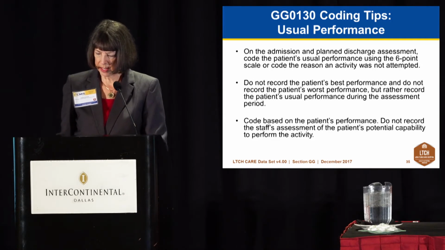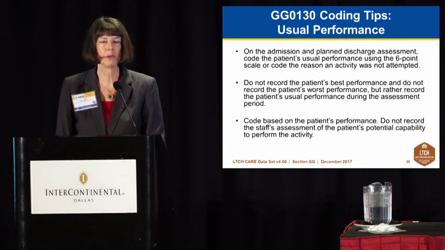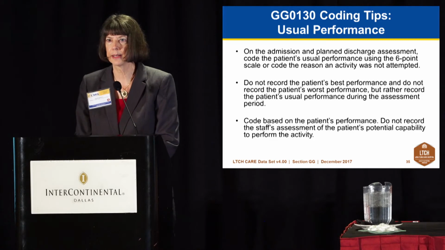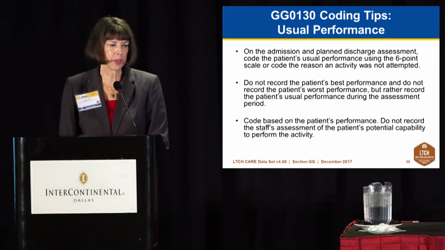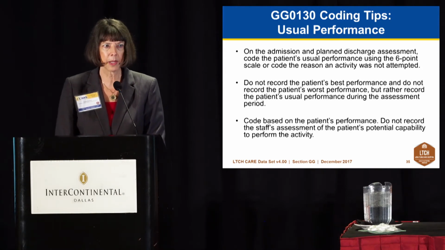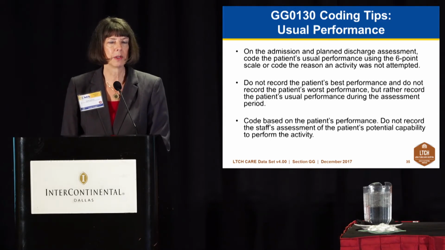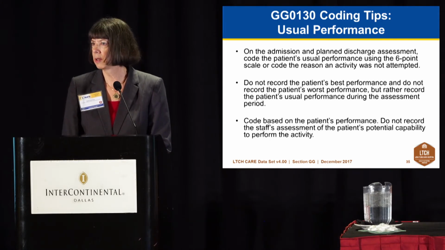On the admission and the planned discharge assessment, you're going to be coding the patient's usual performance using that 6-point code scale, and the reason an activity was not attempted as well. We want to emphasize: do not record the patient's best performance, but rather record the patient's usual performance during that 3-day assessment period. You want to ensure that you're coding the patient based on their actual performance, not what you think they can perform, but what they actually do perform.